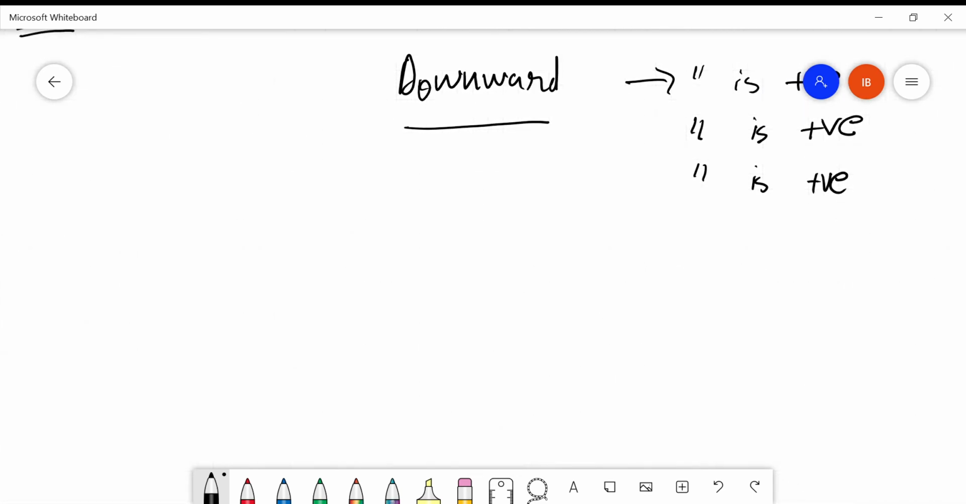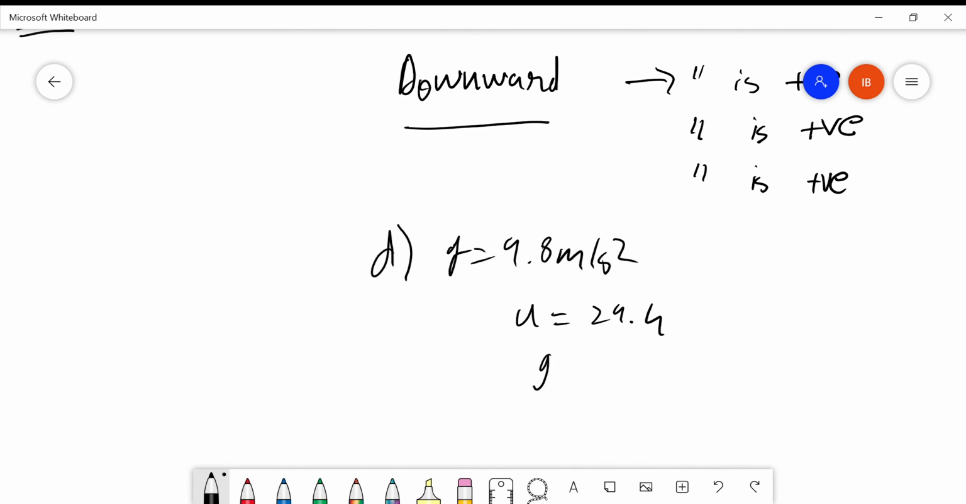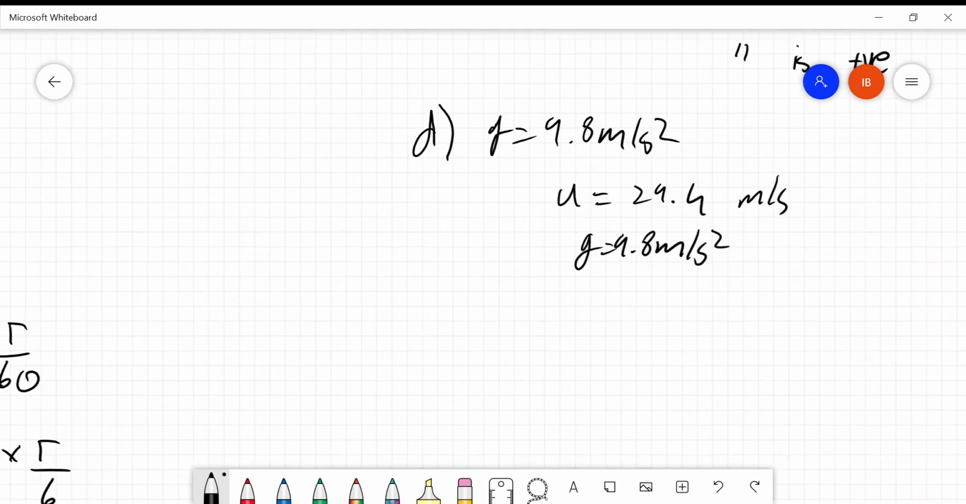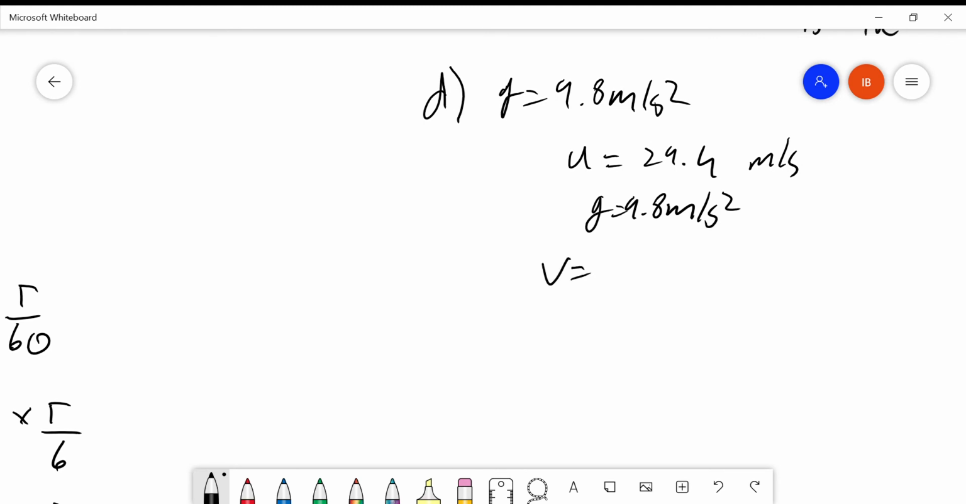Now, moving on to D. To what height does the ball rise, and after how long does the ball return to the player's hand? So here they give g equal to 9.8 meter per second square. Initial velocity is equal to 29.4, which they gave in the question. Velocity at maximum height, v, is equal to 0 because it remains stationary at that height.